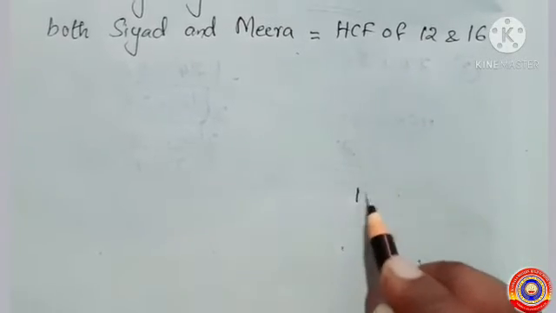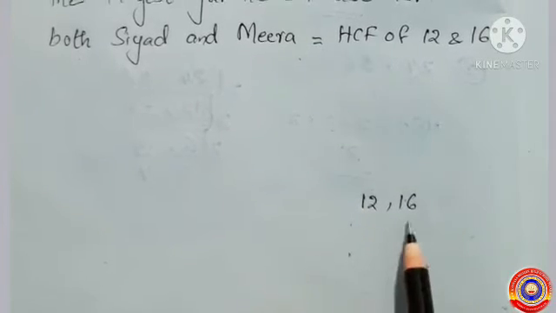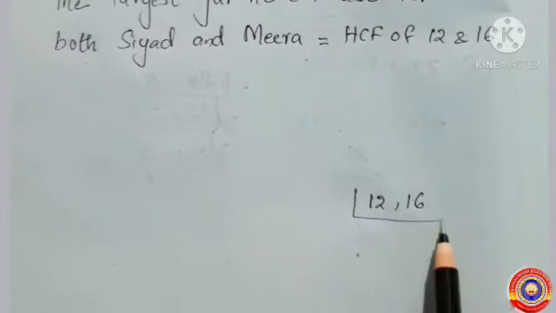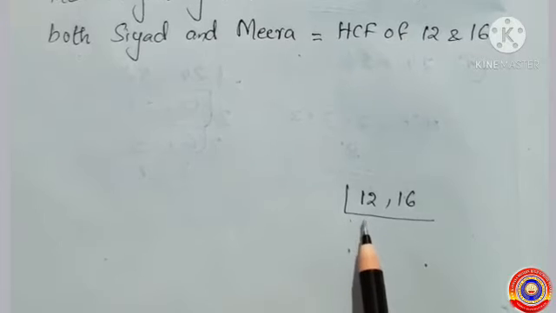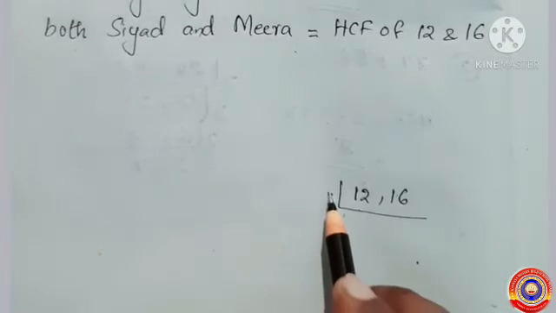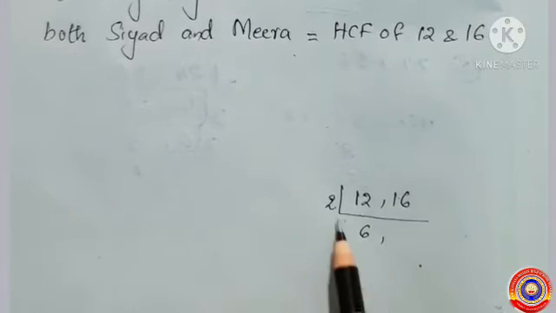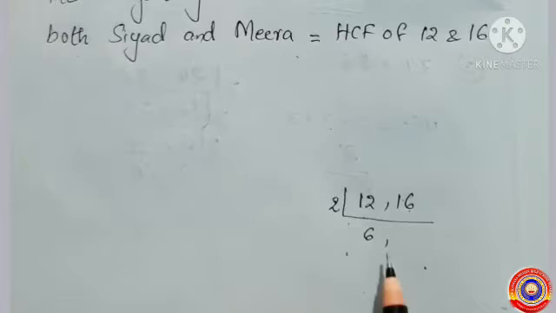Find the HCF of 12 and 16. We can do it together. With which number 12 and 16 are divisible? Yes, these two numbers are divisible by 2. Then 12 divided by 2, 6. And 16 divided by 2, 8.